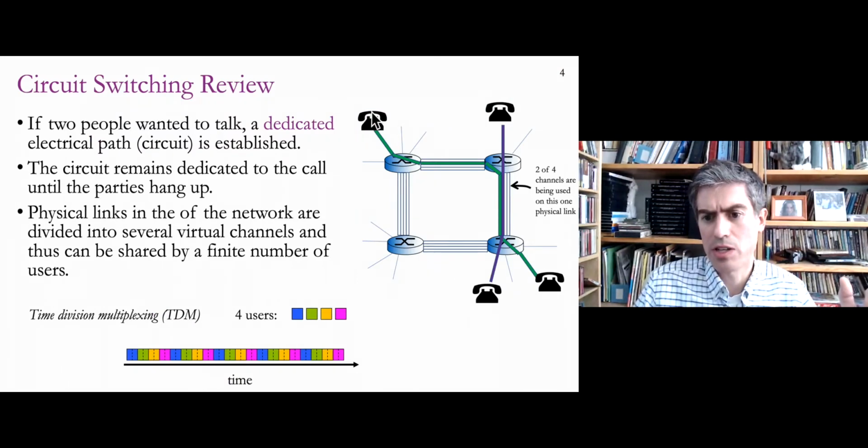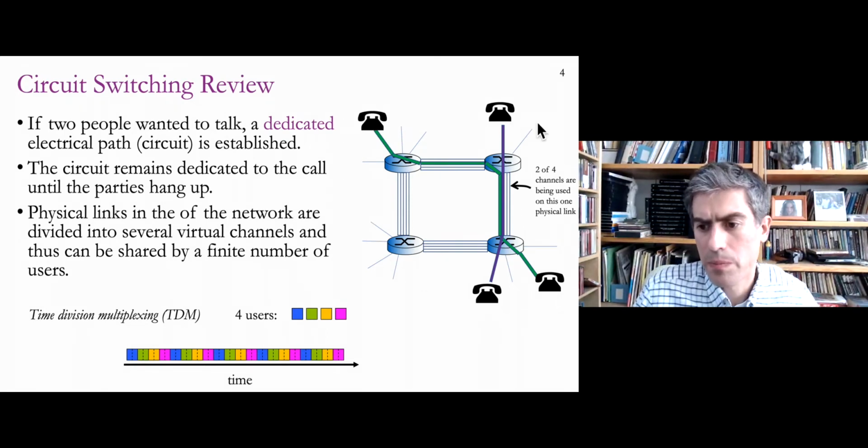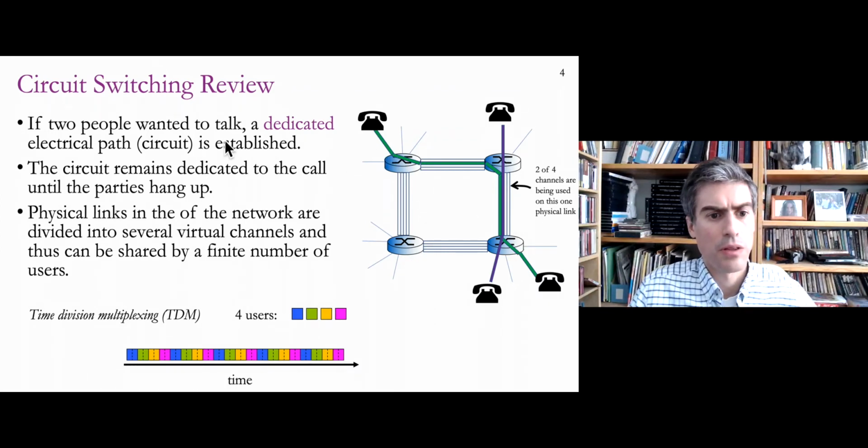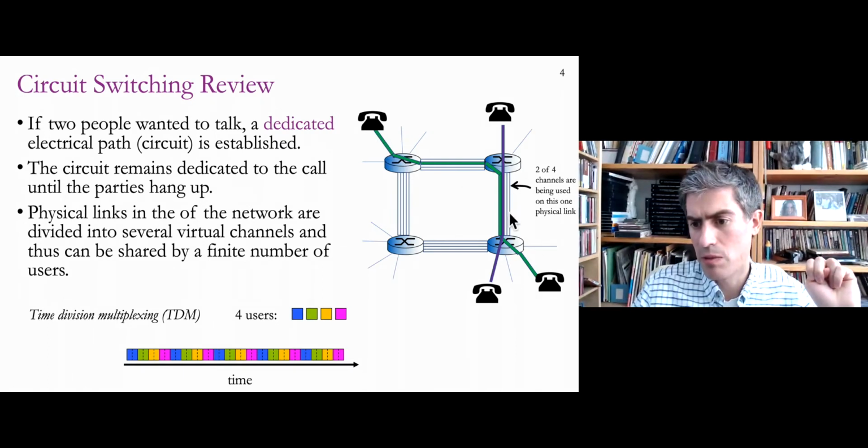Last time I showed this picture of a PSTN network, a telephone network, where we had a bunch of telephones connected through a simple 4-switch network. With that old telephone network, circuit switching is used, and what that means is that a dedicated electrical path or circuit is established for the connection. So we see this green path is being used for one call that connects two pairs, and this purple path is being used by another pair.